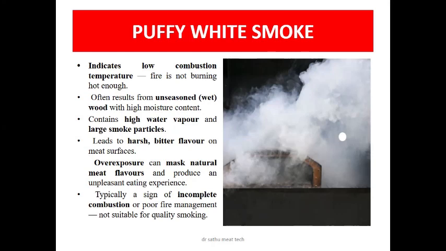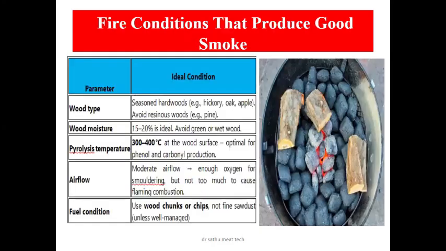So, if you are not supplying proper heat, or if the oxygen supply is less, then this will affect the quality of the smoke. So, we have to select proper wood, and proper combustion should be done. If that is not followed, we get puffy white smoke, or sometimes the smoke may be gray or it may be black in color, which is going to affect the quality of the smoke and thereby the quality of the final product.